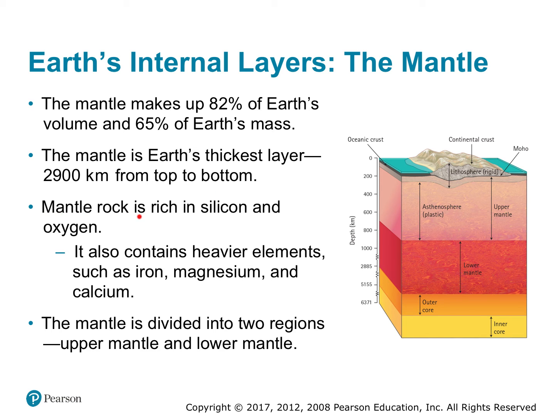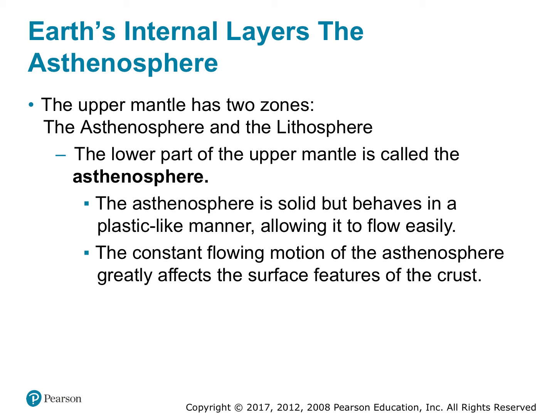The mantle rock is rich in silicon and oxygen. It also contains heavier elements like iron, magnesium, calcium, but primarily it's compounds of silicon and oxygen. Now, the mantle is actually divided into two regions, the upper mantle and the lower mantle. And then the upper mantle is actually subdivided into two additional zones, the asthenosphere and the lithosphere.